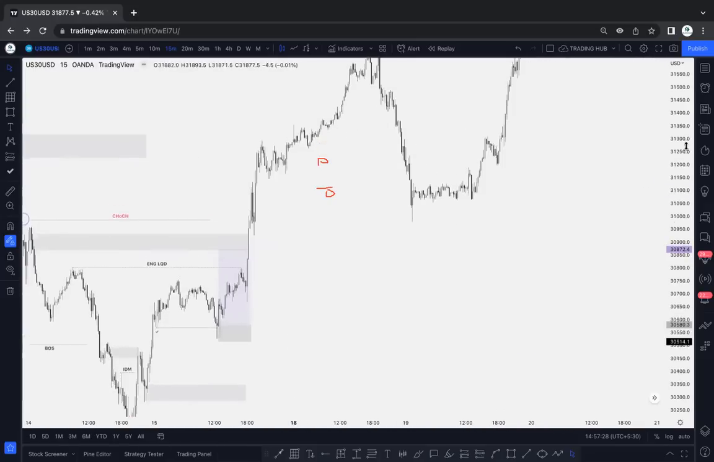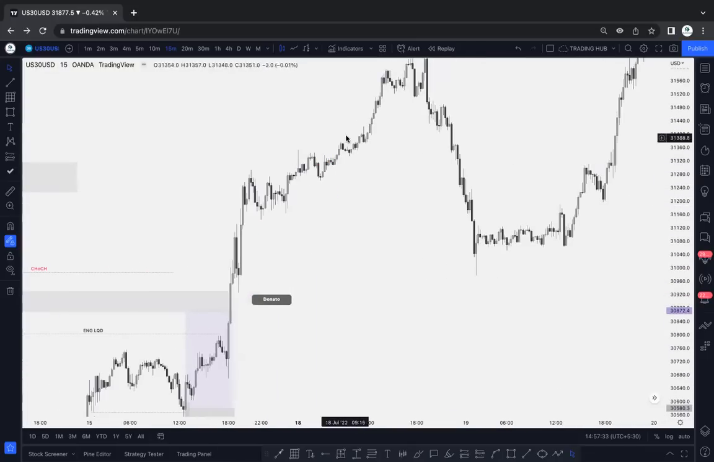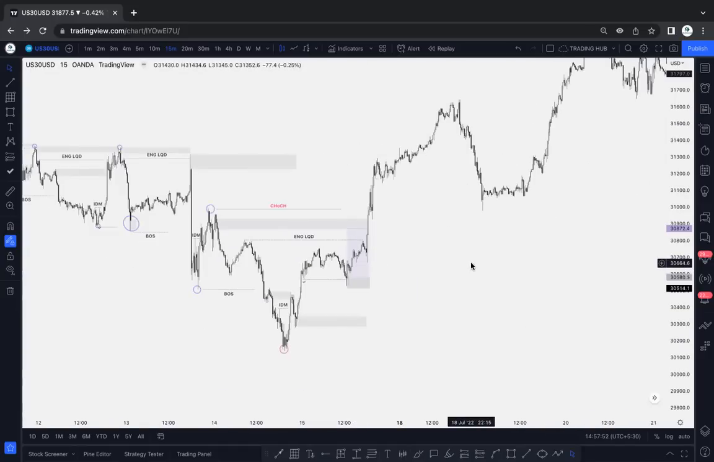Actually, what happened here? Let me show you. At this point, you can see what actually happened here. Most of the time, in terms of structure, this is our first inducement. And then what happened? The market goes downside and goes higher. But if you see the bigger picture, this is our minor move. And then what happened here? You can buy here at this point.